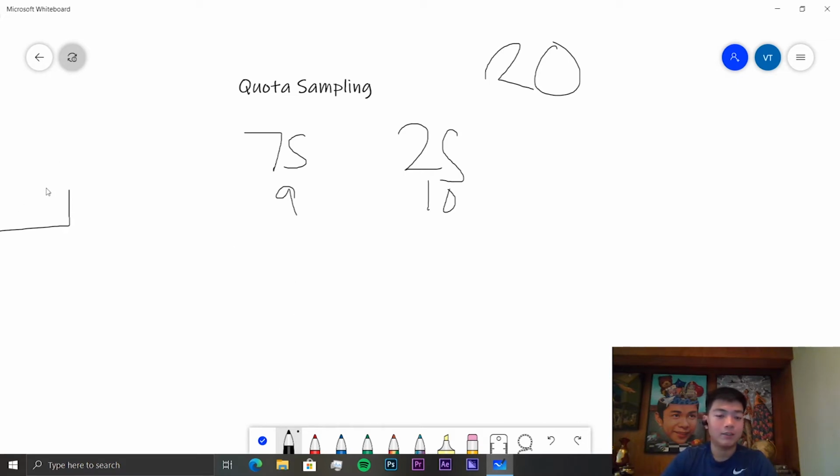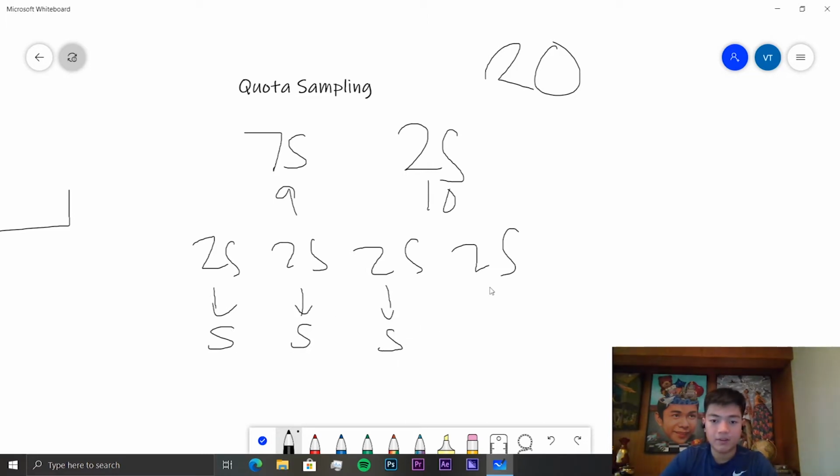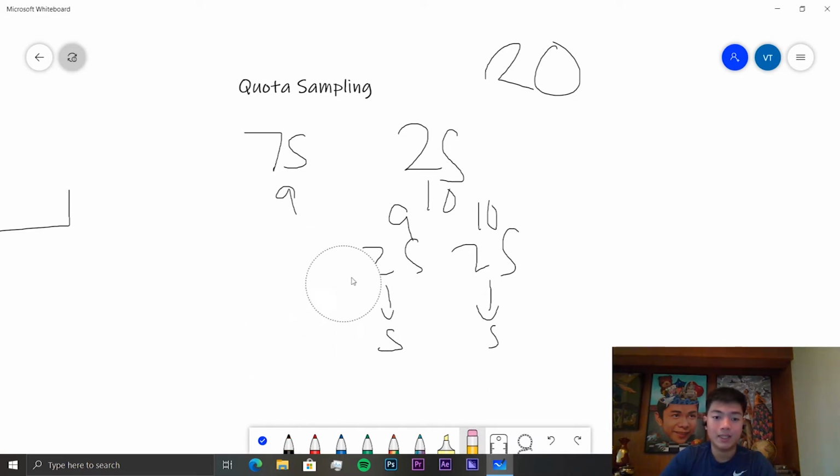So in stratified sampling, we would simply pick equal numbers from each group. We need 20 kids, so we can get 5 from here, 5 from here, 5 from here, and 5 from this last one. Remember, these are all groups of 9th graders, and then this one is the 10th grade. But in quota sampling, we will get the groups in proportion to their size in the actual population.